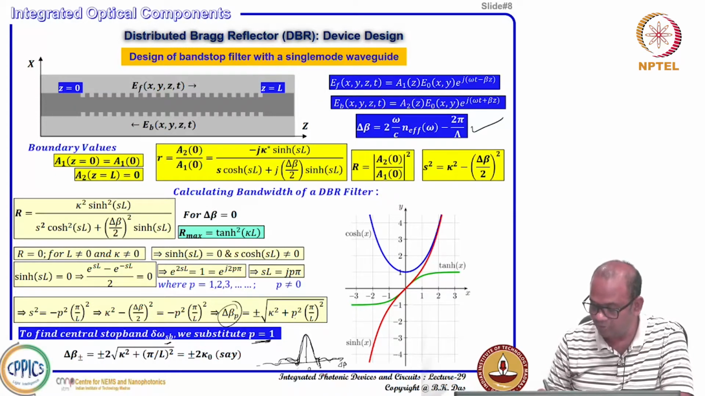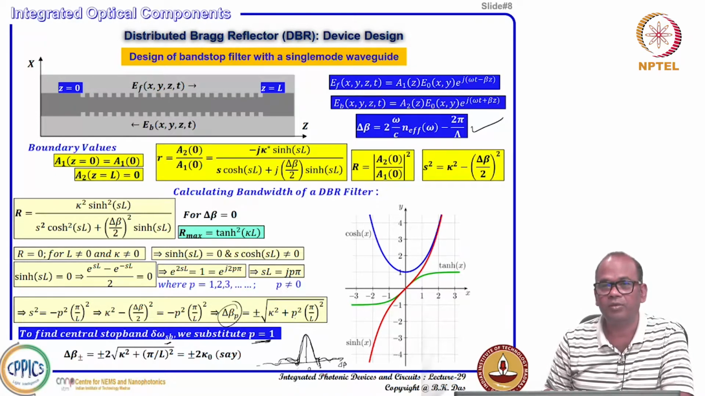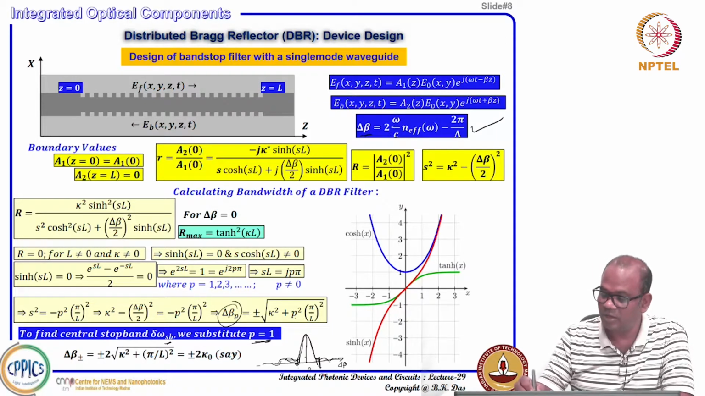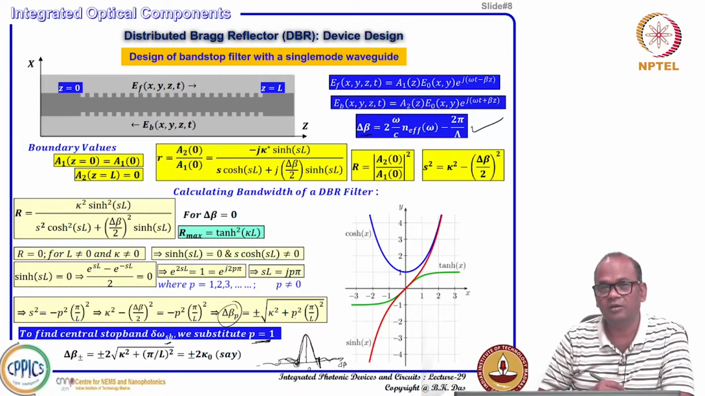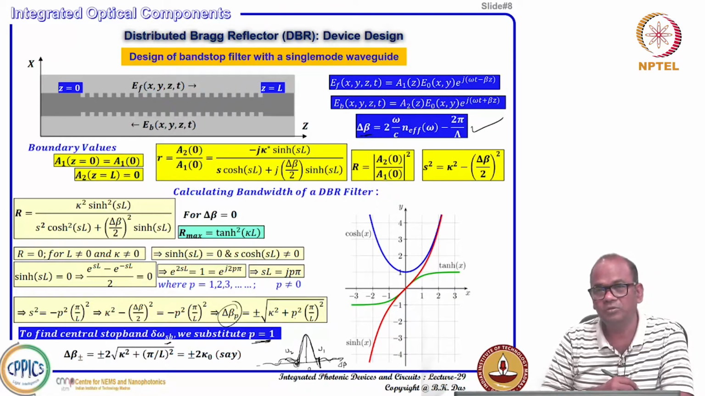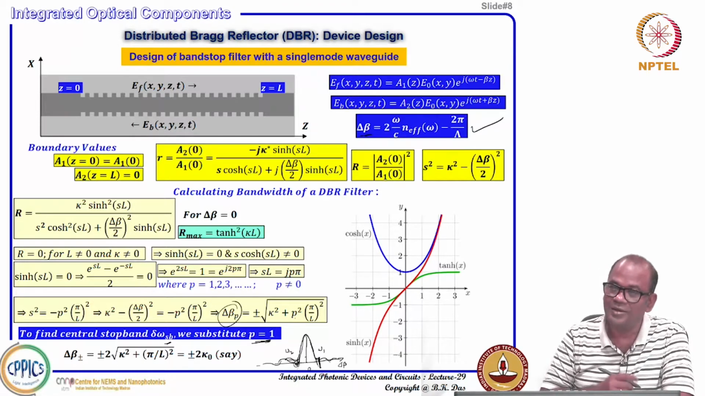So, if I want to know the stop band, then I need to know the value of delta beta here and the corresponding omega value, and here also I will get the delta beta value and the corresponding omega value. Suppose this is omega 1 and this is omega 2. So, omega 1 minus omega 2 is the central stop band.